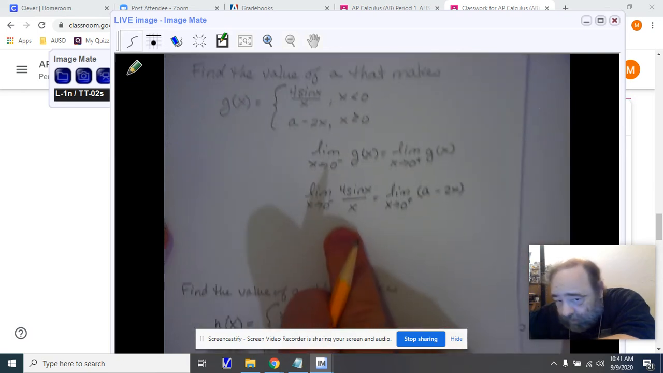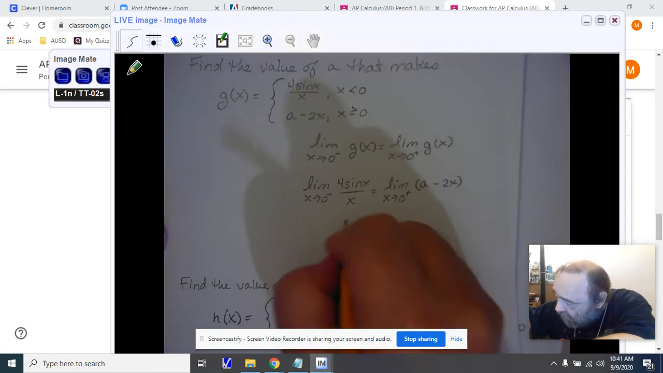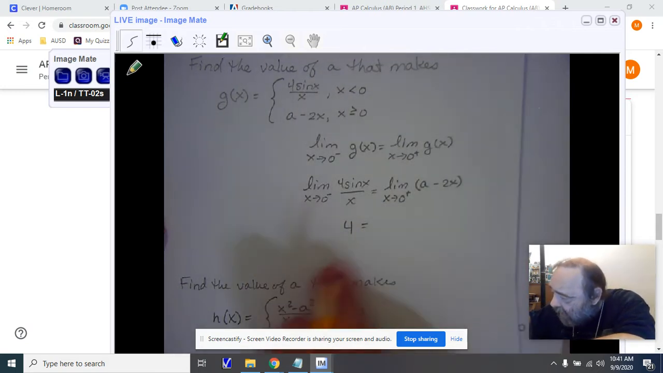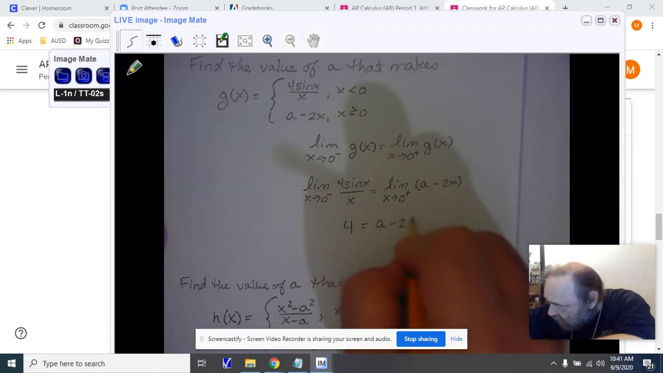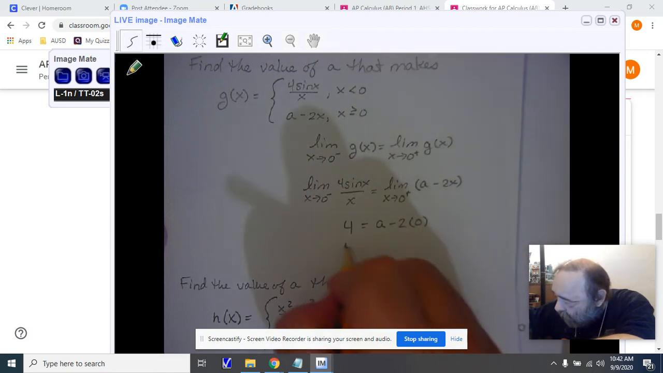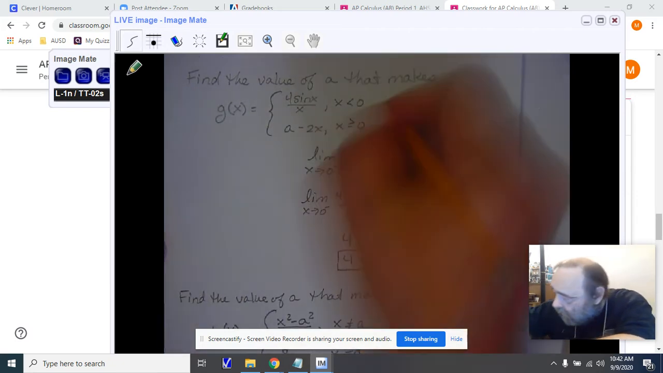When we evaluate the left limit, since it's our special limit, sine of x over x as x approaches 0 is 1. It has to be 4 times 1, leaving me with 4. So I need to have 4 equal to, plugging in the 0 here, a minus 2 times 0. Notice that we end up with 4 equaling a. This is what we are looking for, the value of a that will make this function continuous.